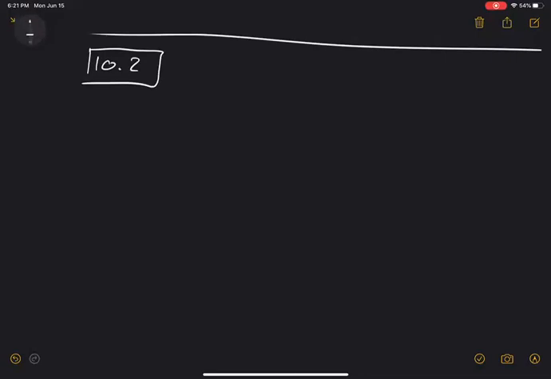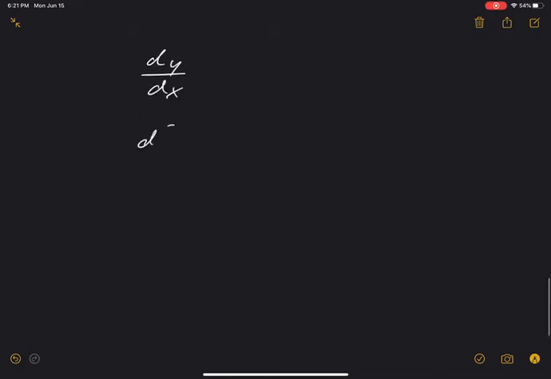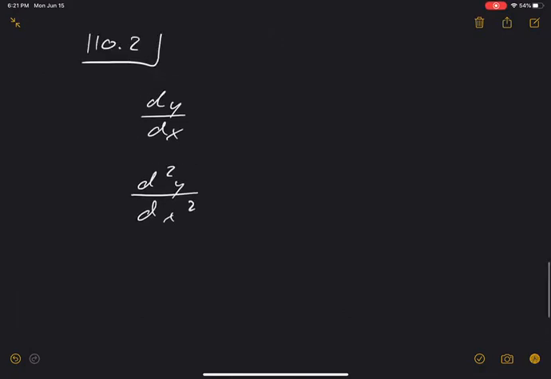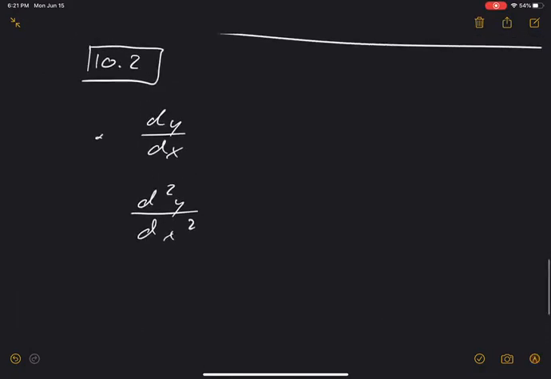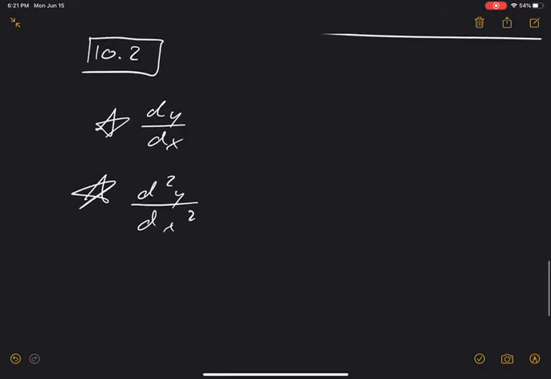So what you need to know is you need to be able to find dy dx. You need to be able to find d squared y over dx squared, and these two things were really the main points of 10-2. If you watched my lecture, I said everything else is just applications of these derivatives, right?